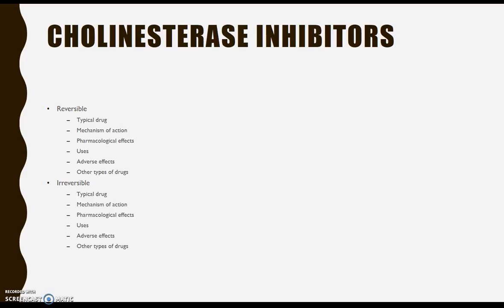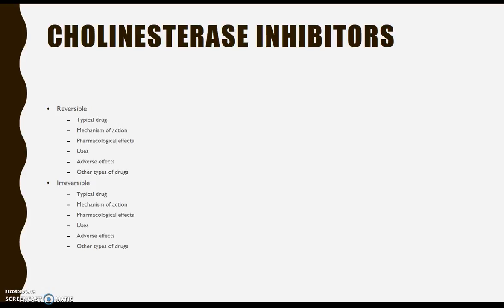Cholinesterase medications prevent the breakdown of acetylcholine. This increases the total amount of acetylcholine that is available to activate receptors. There are two categories, reversible inhibitors and irreversible inhibitors. So let's first look at the reversible inhibitors. Your typical drug for this is neostigmine.